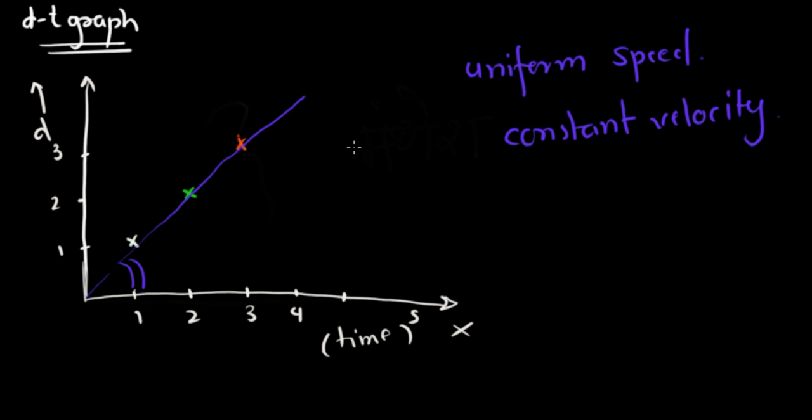Now I'll be talking about the DT graph for an accelerated body, which we probably won't be using a lot. There is only one situation where we actually study the distance-time graph, and that is a freely falling body. Okay, let's come back to the topic here: the DT graph for an accelerated body.